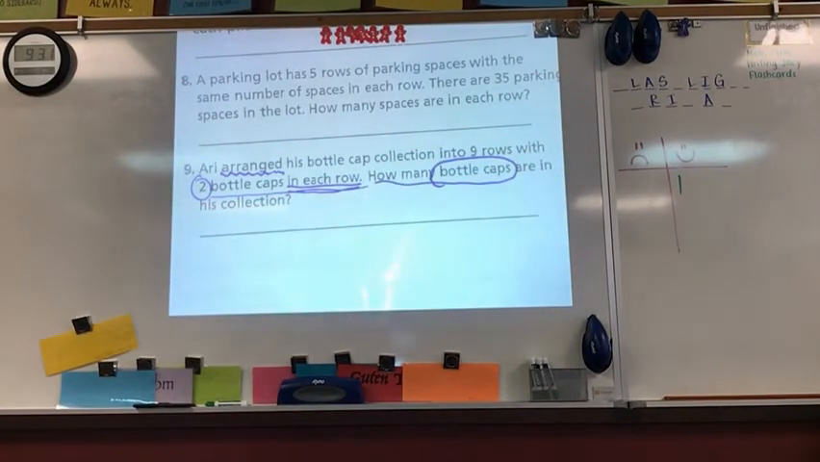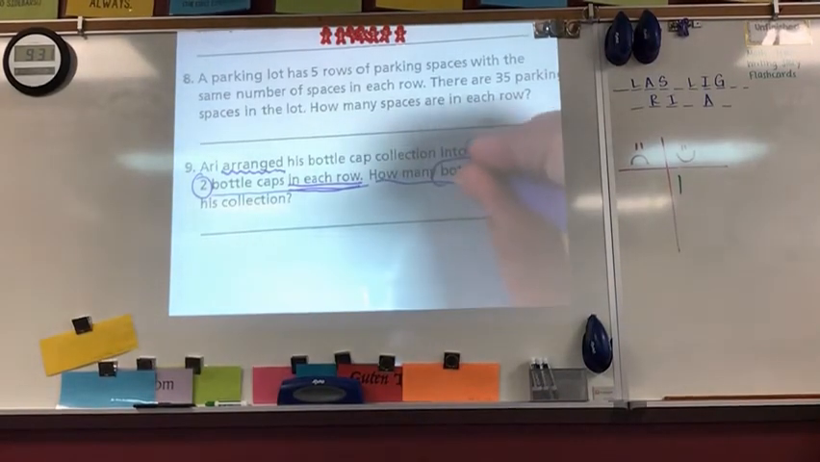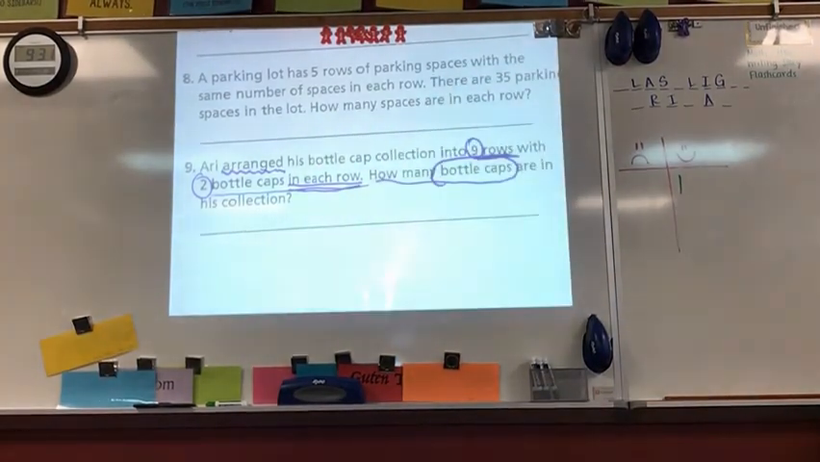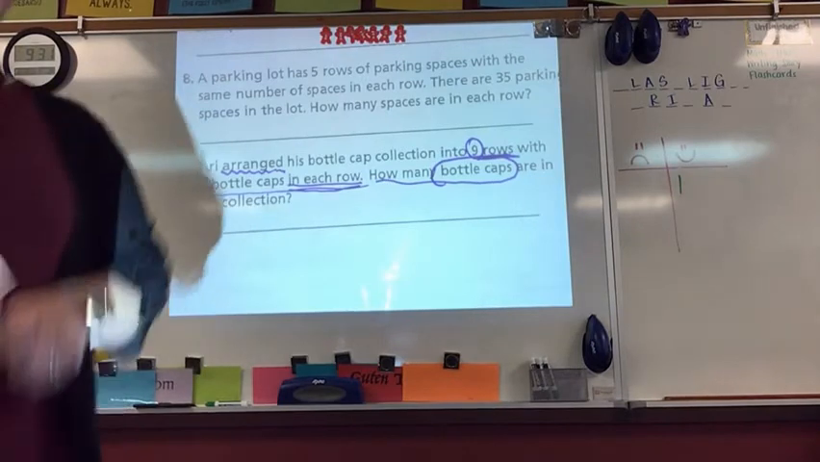Now there's a little bit more key information because right now I only have 1 number marked. What's left? 9 rows. Ooh, that's a big deal. There we got our rows. Rows and so many in each row. So, how can I represent this problem? If he arranges it into 9 rows, what do I need to do?